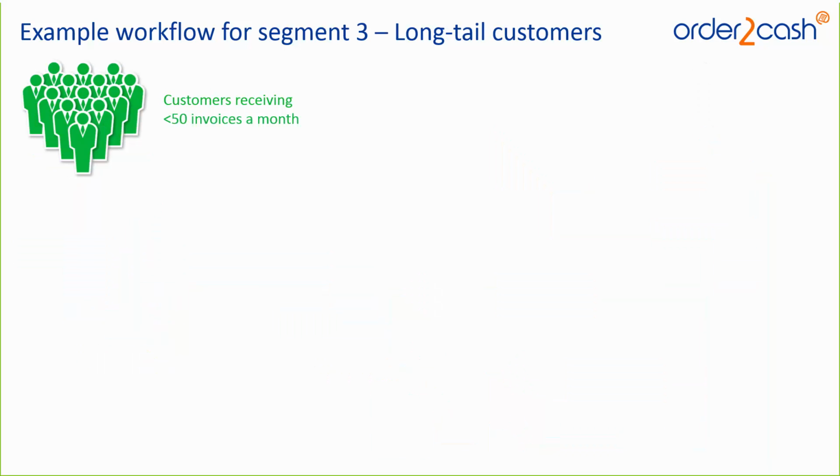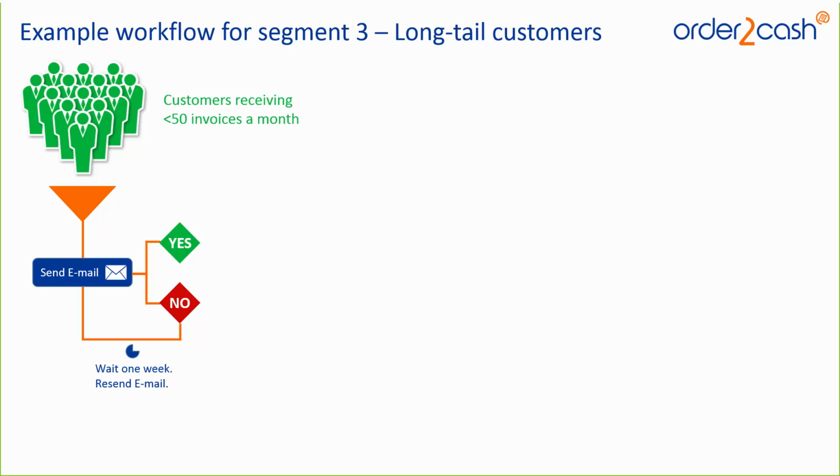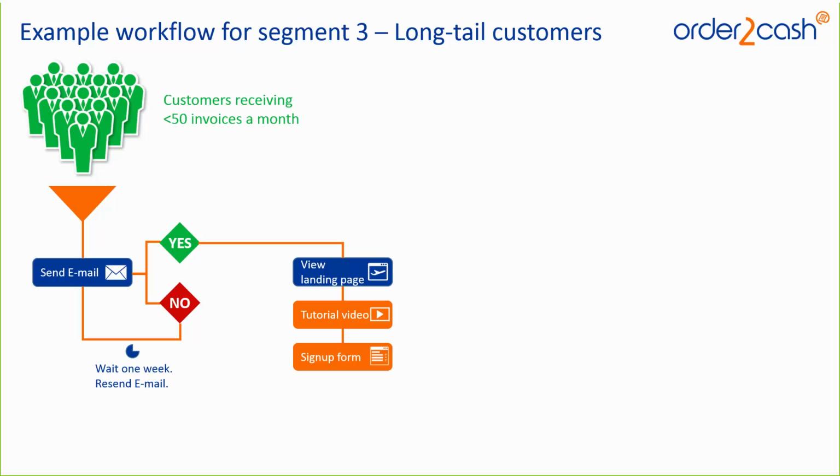And a similar example on the long tail side of things: you can send them an email first. This is going to be a much shorter workflow. But here, if they don't open, resend the email again. If they do, you've got a landing page. This time you already embed a tutorial video which gives a quick overview of how you get set up, and you put a sign-up form where they can sign up with their details. In most cases for e-invoicing, all you need is a name, a contact, and an email address, and then they can be up and running.